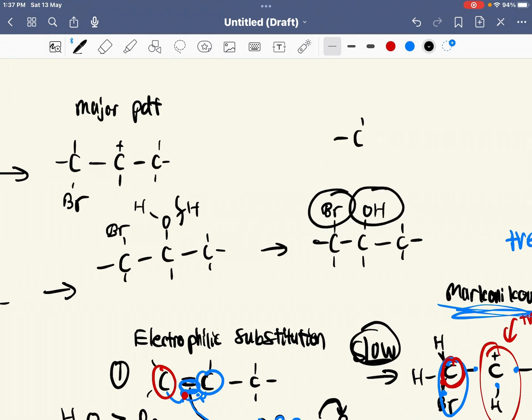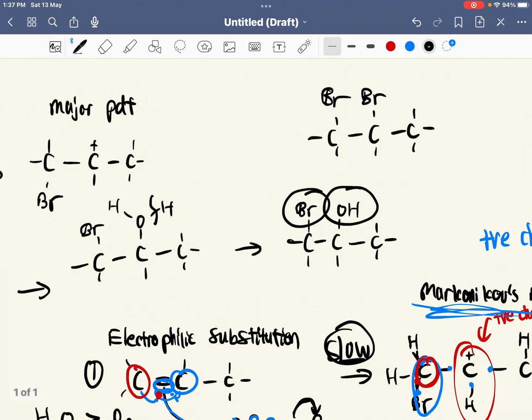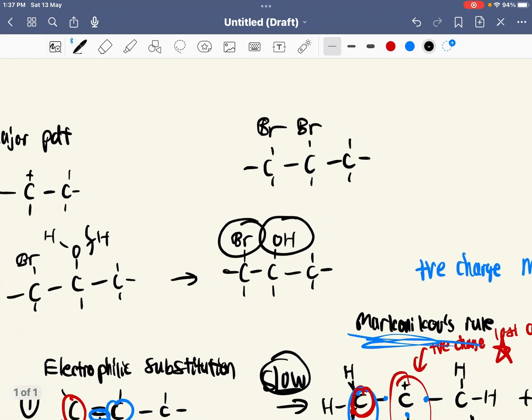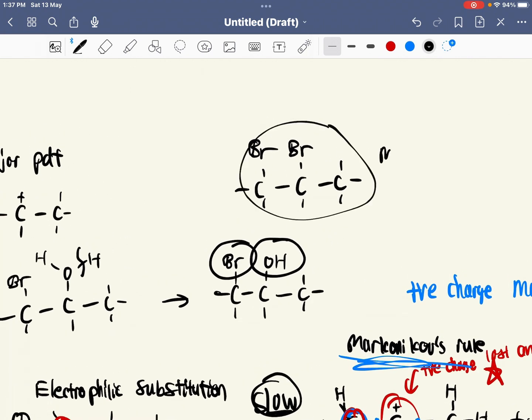The minor product in this case will be Br, where my bromine ion attacks the electron deficient carbon instead. So I can still form this, but this will be a minor product. Well, this is a major product.